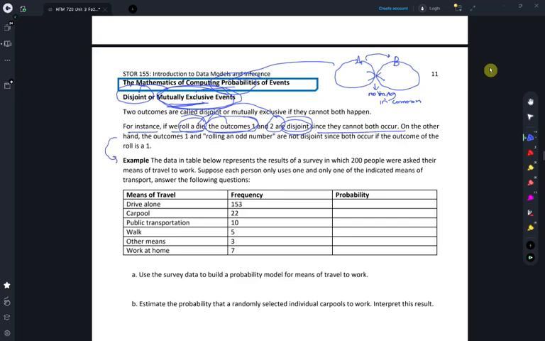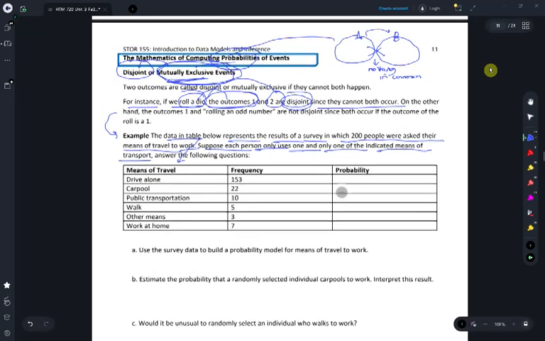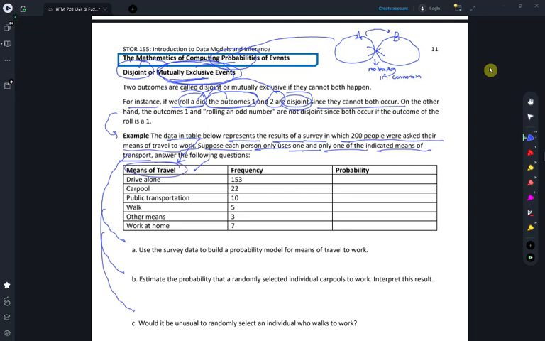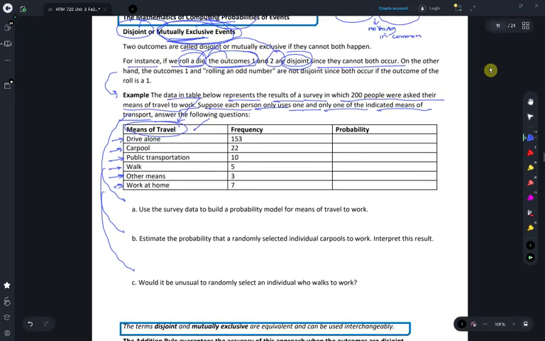Here's an example of data in the table below, which represents the results of a survey in which 200 people were asked their means of travel to work. Suppose each person uses one and only one of the indicated means of transport. Bearing in mind that fact, we are to answer the following questions. For the means of transport, you have drive alone, carpool, public transport, walk, other means, or work at home. And we're to use the survey data to build a probability model for the means of travel to work.